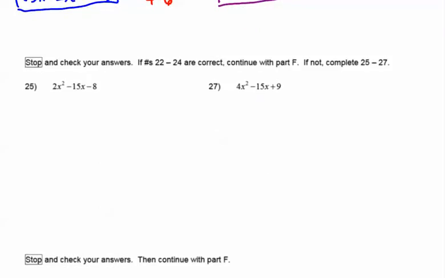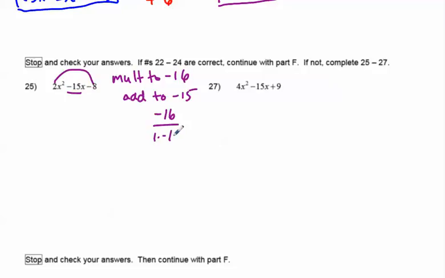Okay, in problem 25, we need to find two numbers that multiply to 2 times negative 8. So they have to multiply to negative 16, and they have to add to negative 15. So negative 16 could be 1 times negative 16, 2 times negative 8, 4 times negative 4, and you're looking for the pair of numbers that adds to negative 15, so it's this pair right here. So you're going to break negative 15x into two parts, 1x and minus 16x, and then bring down 2x squared, and bring down minus 8.